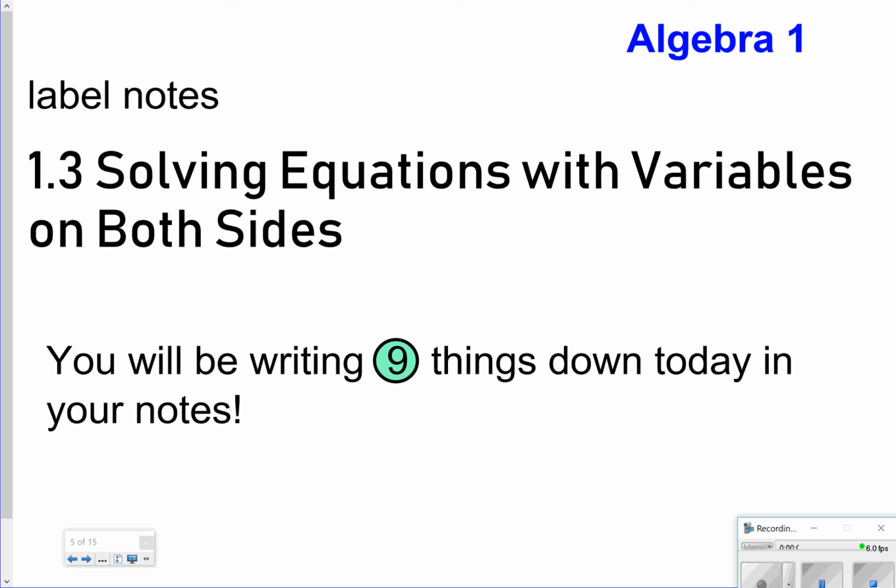Today we're going to be looking at lesson 1.3, solving equations with variables on both sides. Today's notes, we're going to have 9 things to write down and try, so let's go ahead and get started.